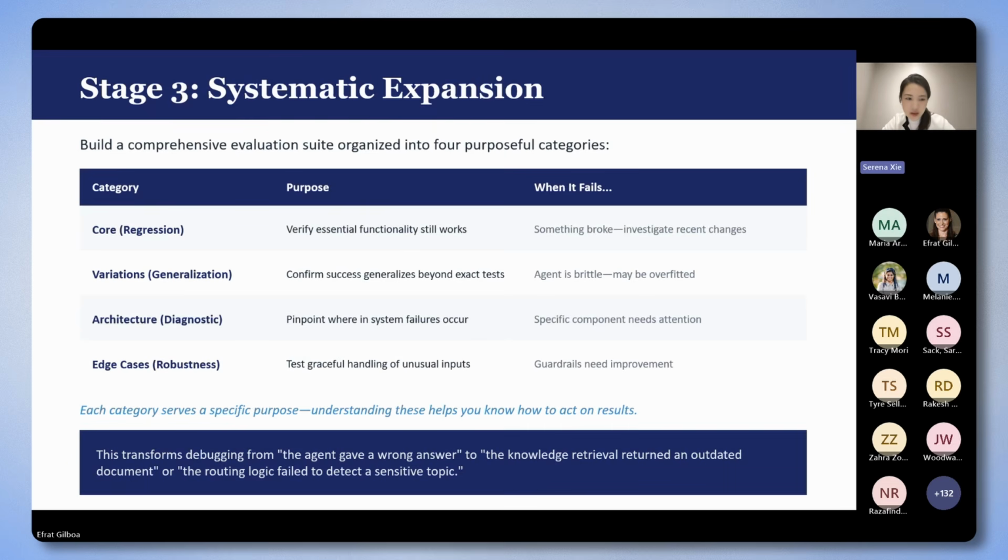And the second category is a variation test. This variation test set can help you confirm your success in the core set generalized beyond the exact test cases in the core. So you know that when this fails, your agent is a little bit brittle. And the third category is architecture test. So these serve as a diagnostic tool to help you pinpoint where exactly in the system, in the agent architecture, failures may occur. And last but not least are the edge cases that can help you verify that the agent handles unusual inputs well.